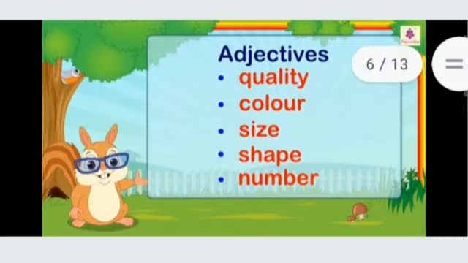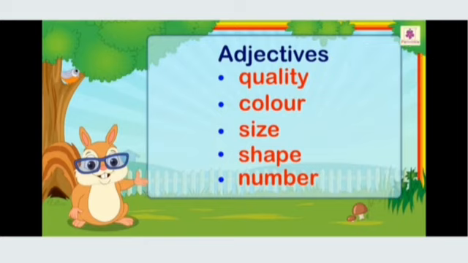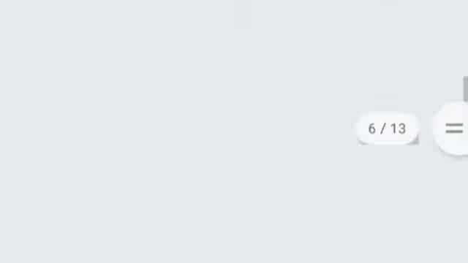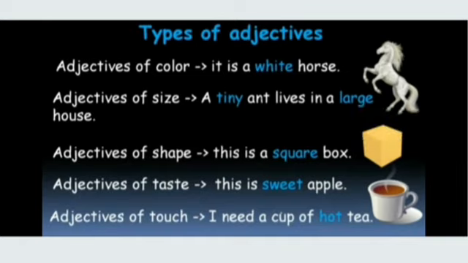Okay, clear? Next, see. So adjectives refer to these things. First one is quality. Okay, next color, next size, shape, number. Okay, so here you can see which examples. First one is, see, types of adjectives. Adjectives of color. It is a white horse. Yes, it is a white horse. Okay. So white is the name of a color. Yes. So here white is an adjective. Okay. Adjectives of color.